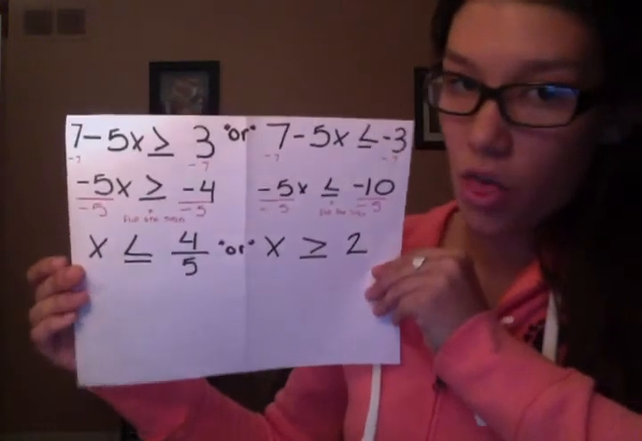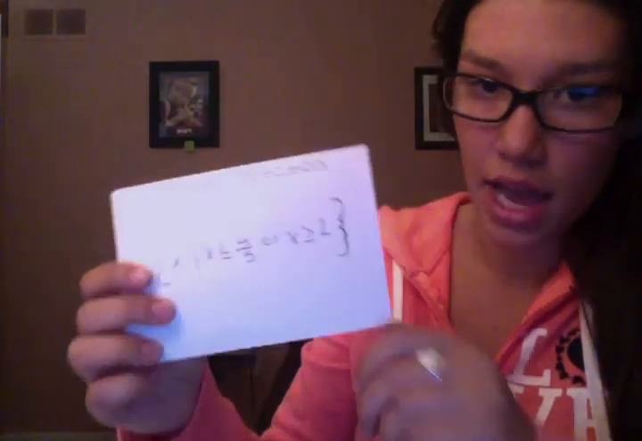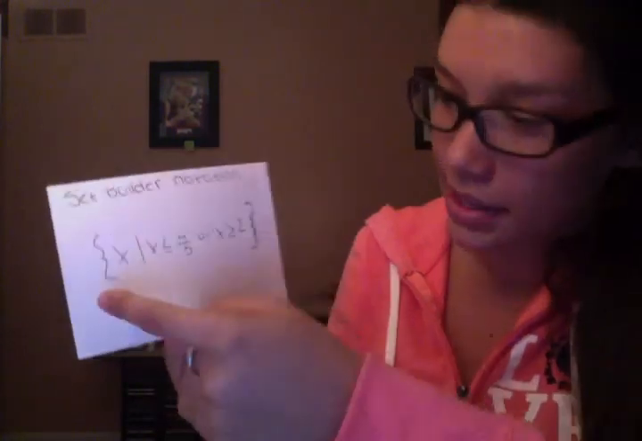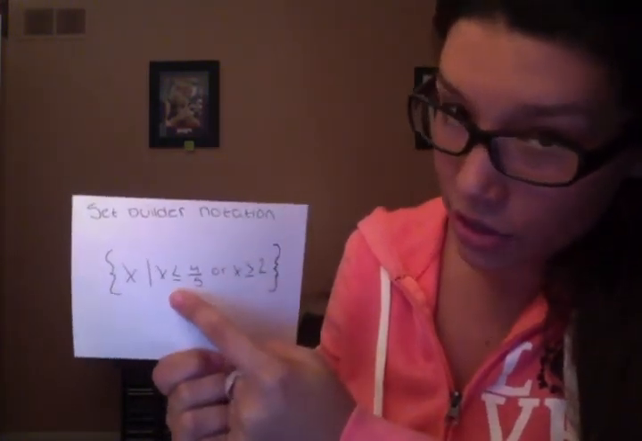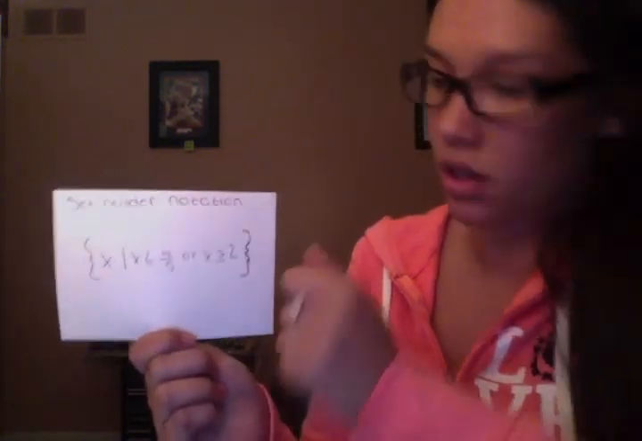Now, there are 3 separate ways we can show this solution. The first one being set builder notation. And that looks like this. What this is saying is the set of all x such that x is less than or equal to 4/5 or x is greater than or equal to 2.